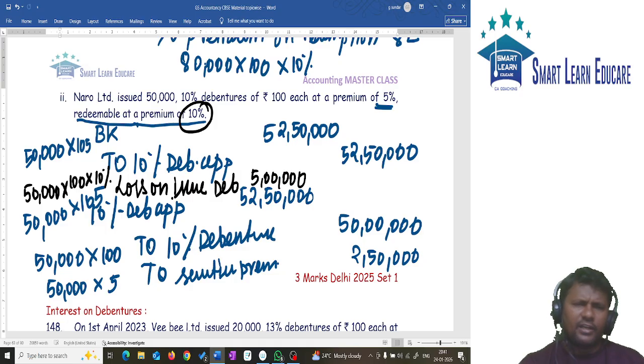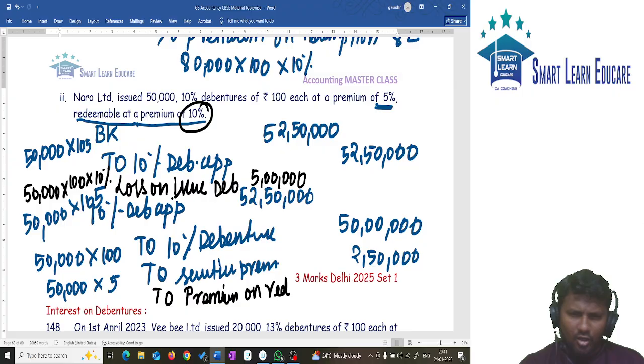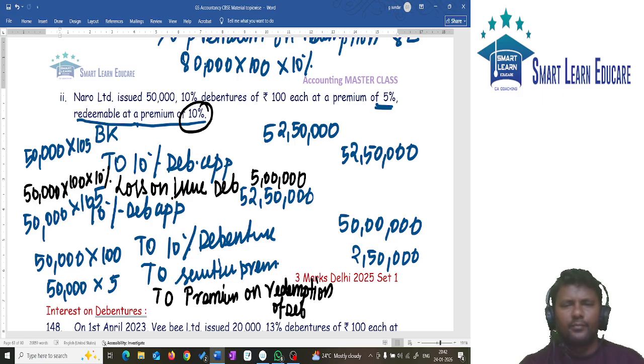Whatever amount you debited, the same amount you should credit. You should create a liability, premium on redemption of debenture. Premium on redemption of what? Debenture. Premium on redemption of debenture, repayment of debenture. Whatever amount you debited here, the same amount should come here as liability, 5 lakh. That's all.